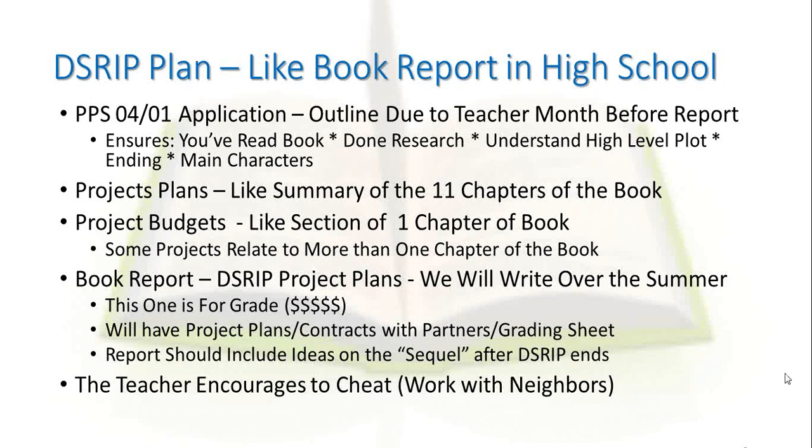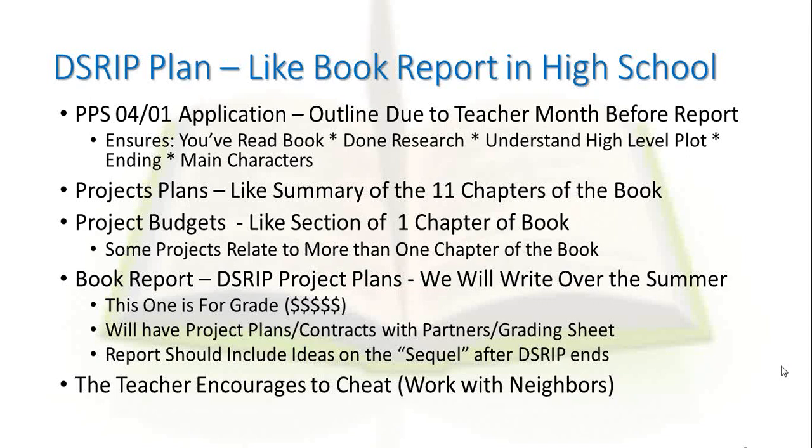So the first step, and this is our April 1st application, and that's what these budgets that you're being asked to put together are going to be part of. That's really what you would think of as an outline due to the teacher. Teacher would want an outline before your book report is due. That's really what our 4.1 application is similar to, related to our DSRIP plans. It's not going to be the final book report. It's not going to have all the details. It's not going to be driving the actual funding. I mean, it's related to it, but it's more just a high-level outline. How do we expect to manage and run this DSRIP program and all of our projects?